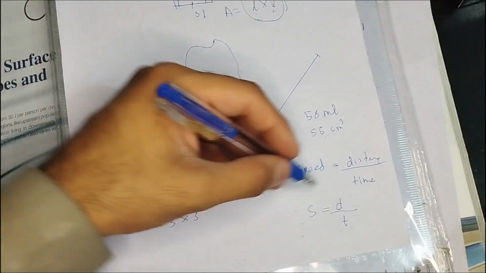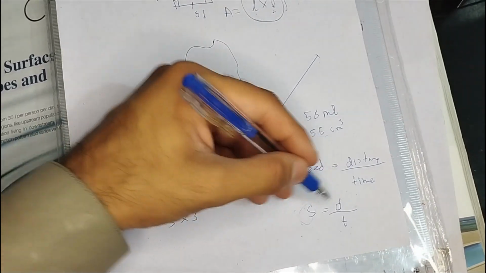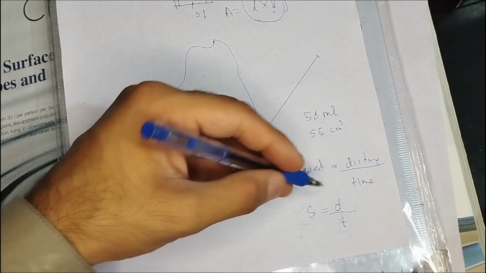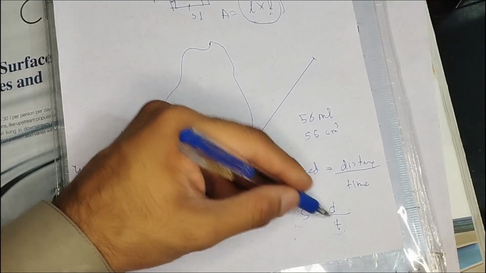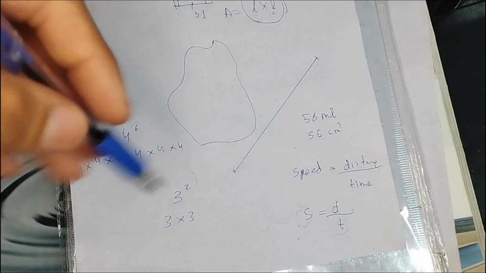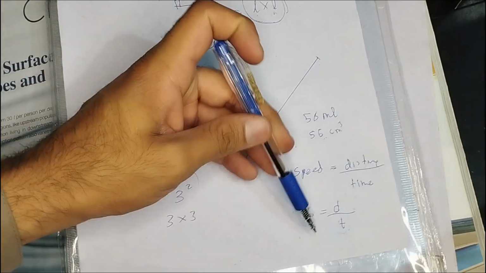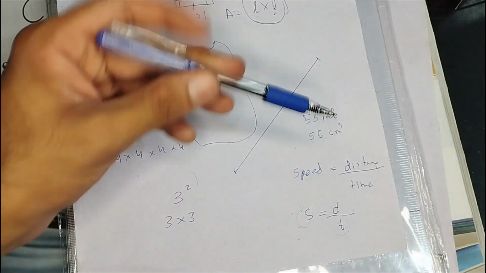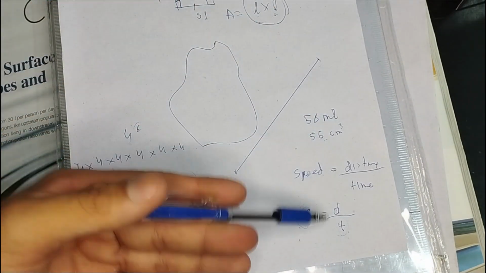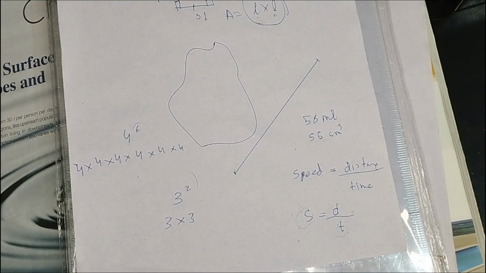So if distance and time are given, I can find the speed. If speed and distance are given, I can find the time. If time and speed are given, I can find the distance, right? If any two of them are given to me, I can find the third one. We have done something very similar in chapter number 6.